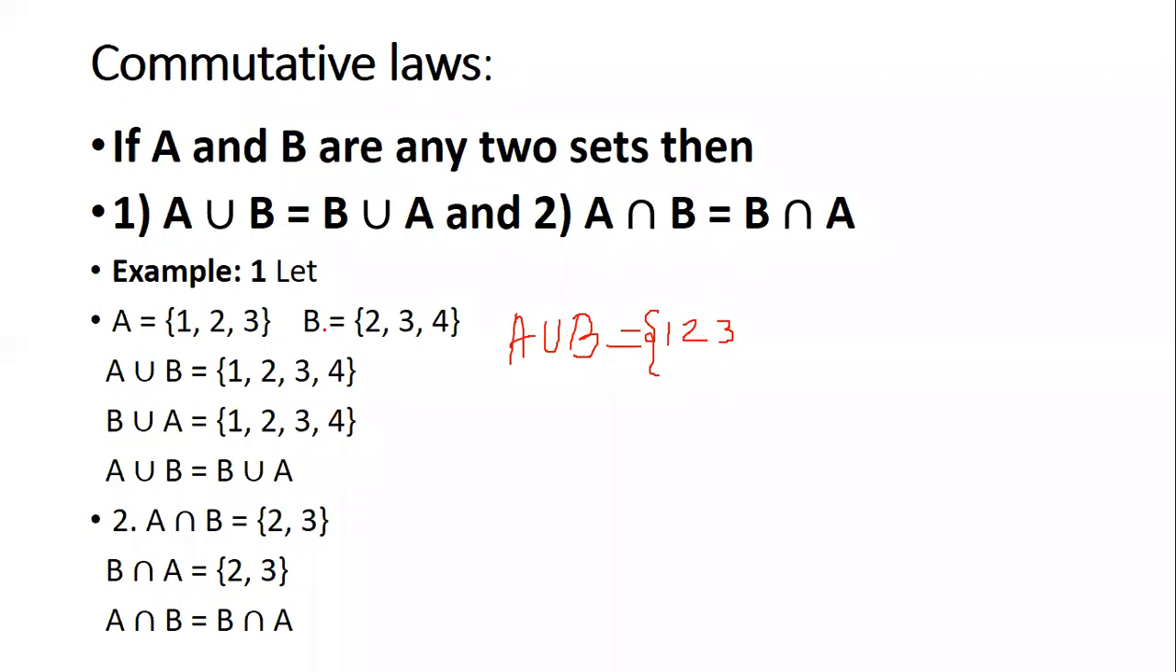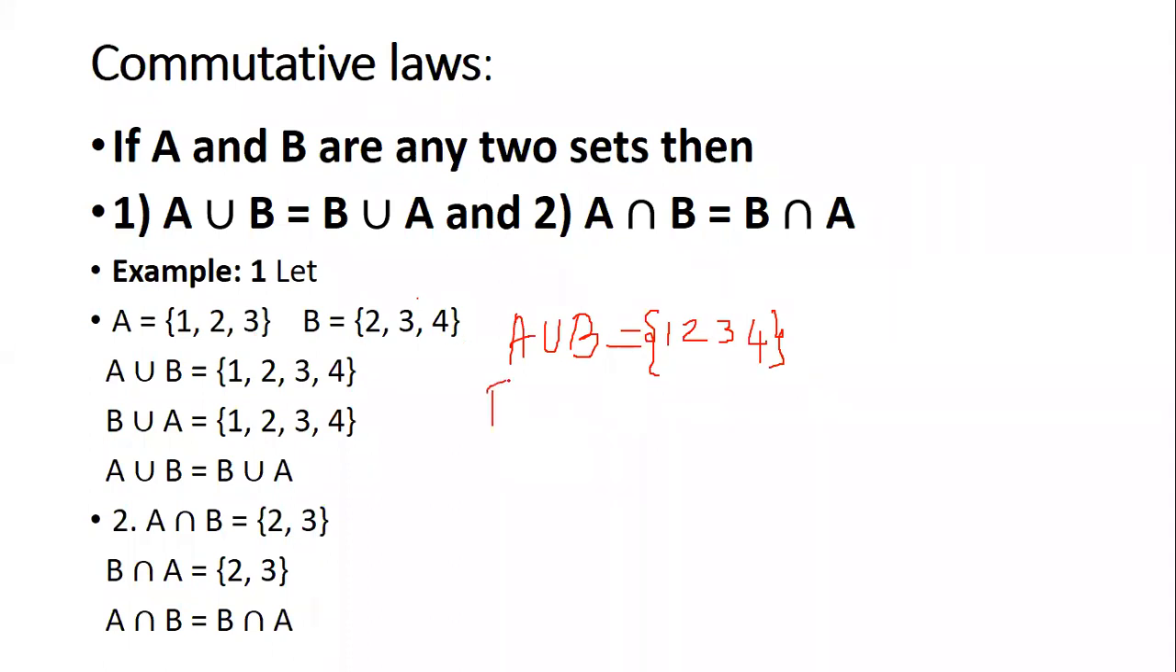Out of 2, 3, 4, 2 and 3 are already written here. So I just have to add 4. I don't repeat the numbers again and again, so I just add whatever is not available. 3 was also there and 4 we have added. So this is A union B.